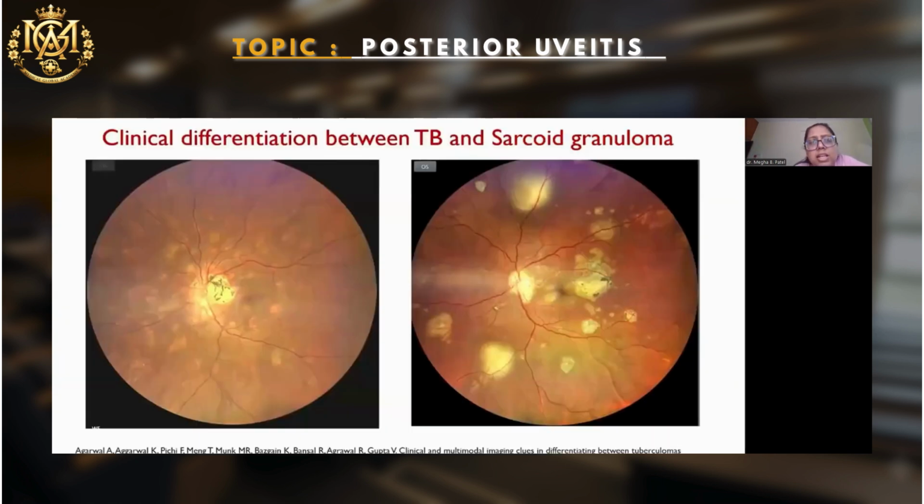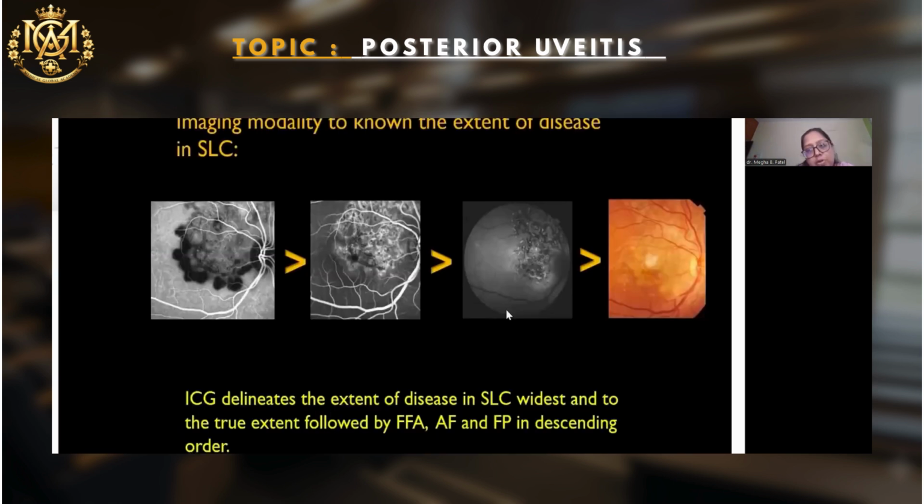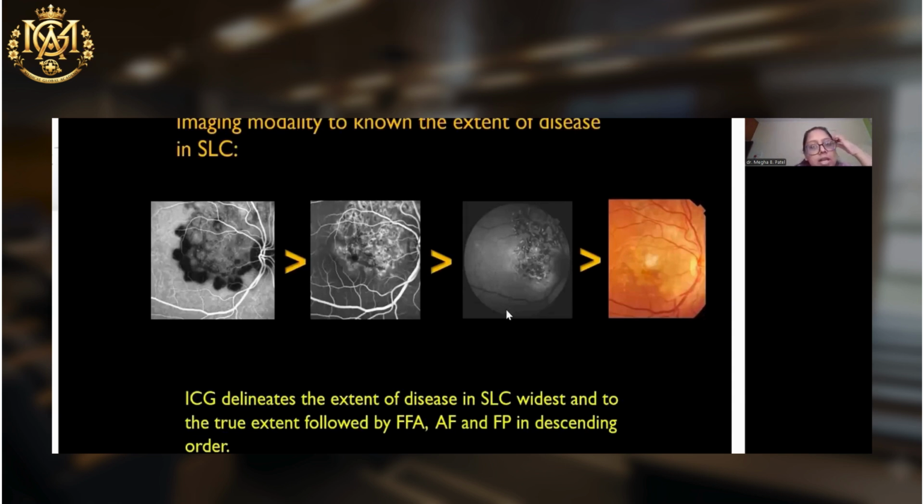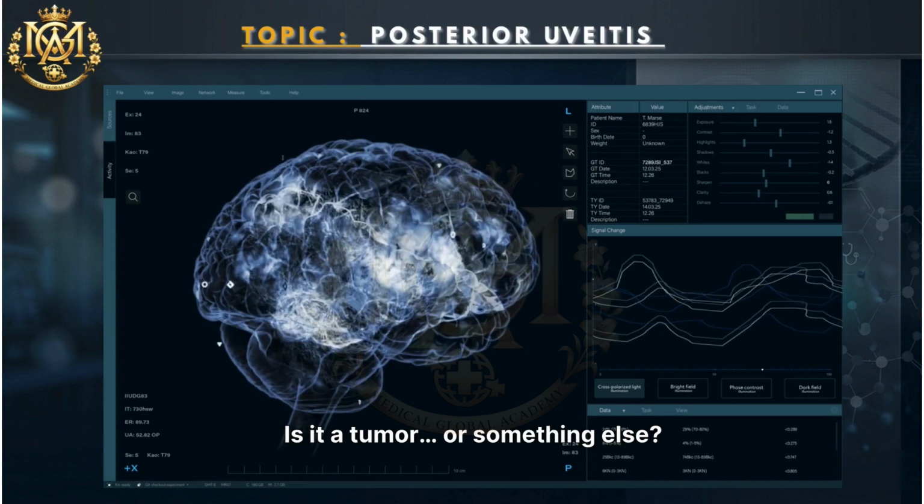So what are the clinical differences between a tuberculous granuloma and a sarcoid granuloma? The first image is of a sarcoid and the other images are of a tubercular granuloma. So we can clearly see that in the photograph you can't know the extent, can't know the activeness of the lesion, so the first is ICG. Then there is an FFA. And is it a tumor or something else?